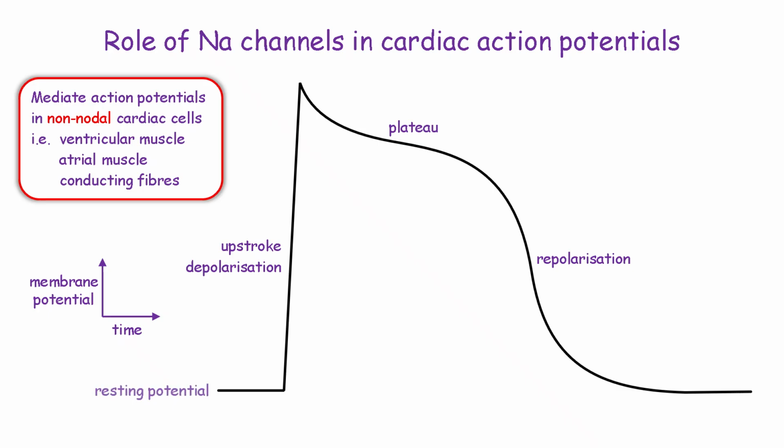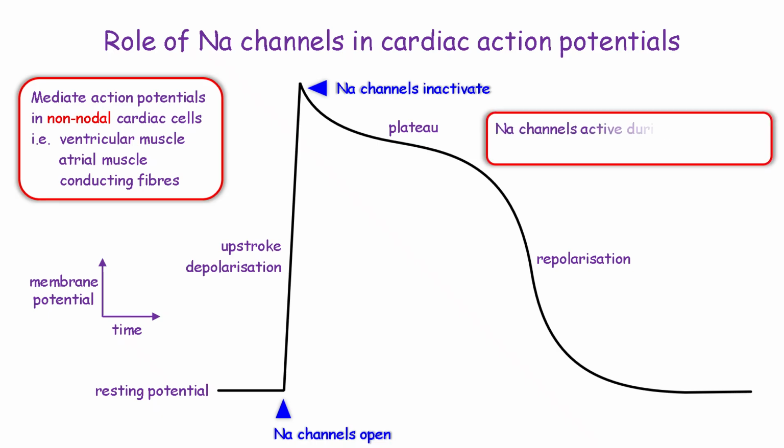The upstroke is driven by the opening of fast sodium channels, allowing a rapid influx of sodium ions. By the peak of the action potential, sodium channels begin to inactivate and sodium influx quickly diminishes. The remaining phases of the action potential are then shaped primarily by calcium and potassium channel currents. So, sodium channels are mainly active during the upstroke.